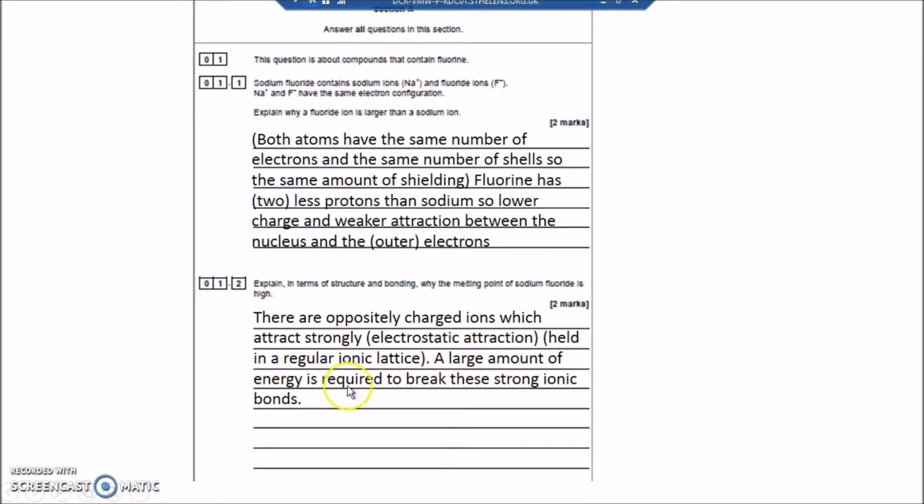Anyway, a large amount of energy is required to break these strong ionic bonds. That's important because that then relates to the melting point and why you need a high melting point: a large amount of energy to be able to break that ionic lattice and turn the solid into a liquid.